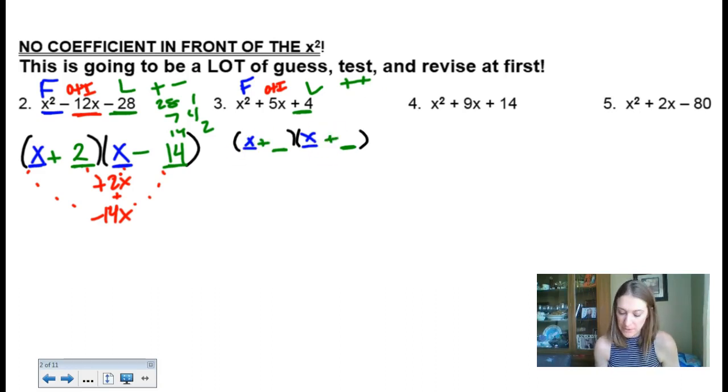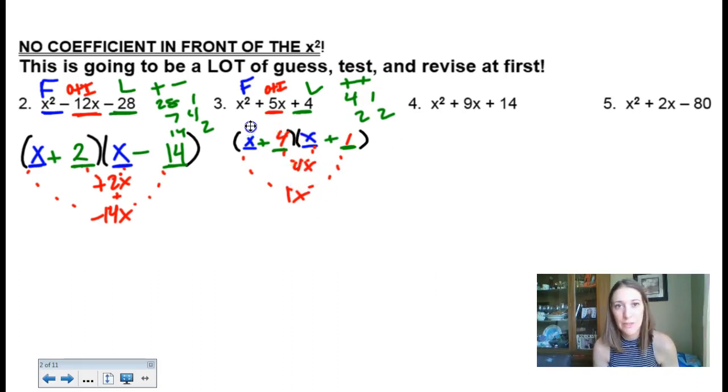So when I think about my numbers that will multiply to give me 4, it's 4 and 1, or 2 and 2. Again, remember the last part of the puzzle is to come back to the middle and say, when I add up my arches, which are multiplications, they have to add up to 5. So that's going to have to be 4 and 1, because that's a 1x, that's a 4x, and when I add those together, I get 5x. So here is my factorization.